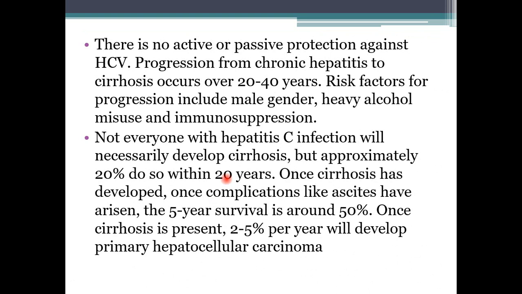There is no active or passive protection. حتى نحط البي ويا سي ونقارن إنه type C hepatitis نخاف من عنده ليش؟ لأن there is no active immunization. There is no passive immunization. يعني ما عندنا لا immunoglobulin ولا عندنا vaccination against hepatitis C virus. Progression from chronic hepatitis to cirrhosis occurs over 20 to 40 years.